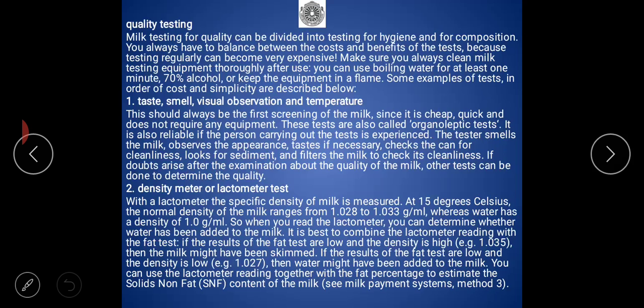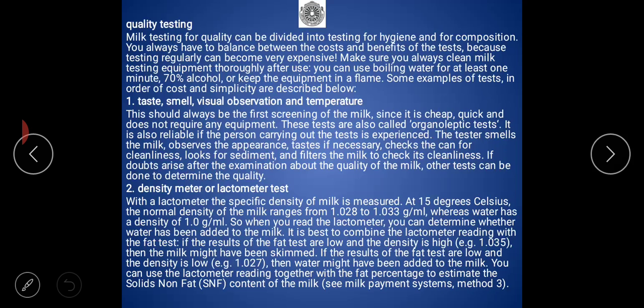First one, taste, smell, visual observation and temperature. This should always be the first screening of the milk since it is cheap, quick and does not require any equipment. These tests are also called organoleptic tests. It is also reliable, if the person carrying out the test is experienced.